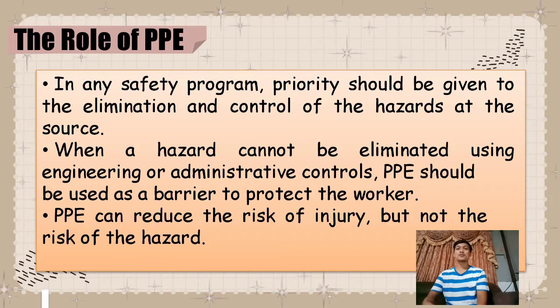Then, what is the role of PPE? In any safety program, priority should be given to the elimination and control of the hazards at the source. When a hazard cannot be eliminated using engineering or administrative controls, PPE should be used as a barrier to protect the worker. PPE reduces the risk of injury but not the risk of the hazard.